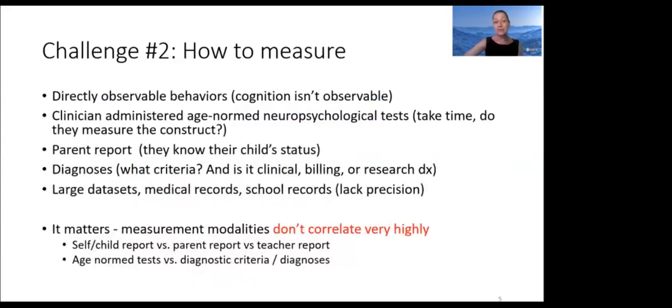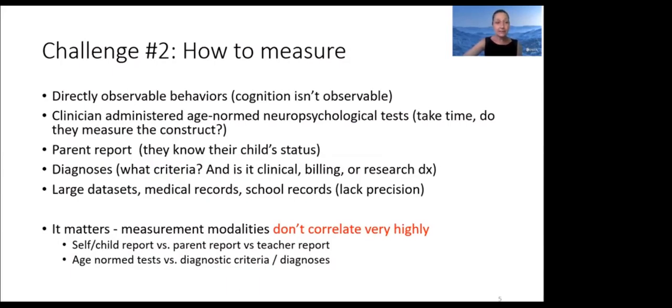Challenge number 2 is how to measure. Ideally, we want to be measuring directly observable behaviors, but the problem is cognition is not always directly observable. We can certainly use our clinician-administered age-normed neuropsychological tests, but these take time even for an individual child. And while we hope that they're measuring the underlying construct, some of them do a better job than others.